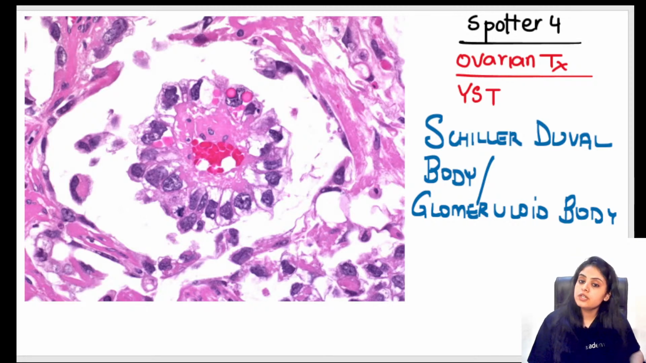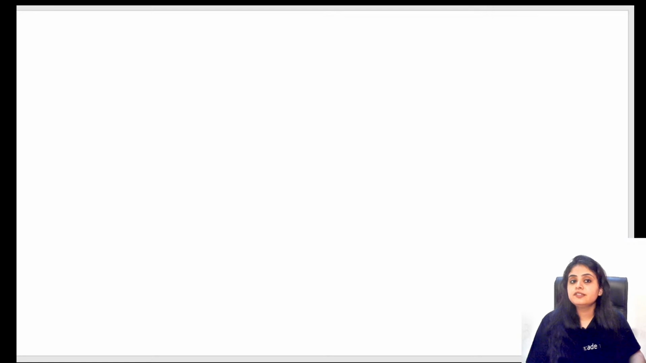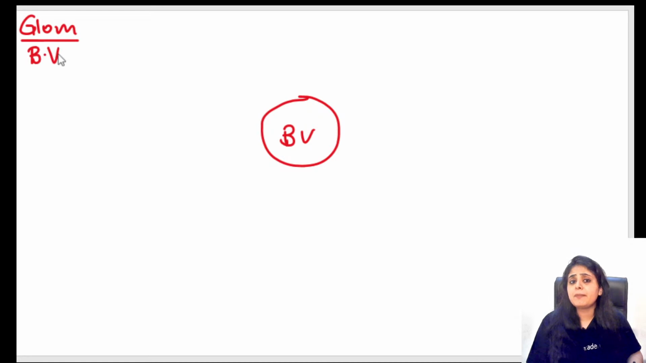Either it is called a Schiller-Duval body or it is referred to as a glomeruloid body seen in yolk sac tumor. So how did I identify? For those who are not aware, how do you identify a Schiller-Duval body? First, draw with me. The drawing is that first you will see a blood vessel in the center. That's why you call it glomeruloid, because everyone knows that a glomerulus has a lot of blood vessels, capillaries. So you will see a blood vessel.